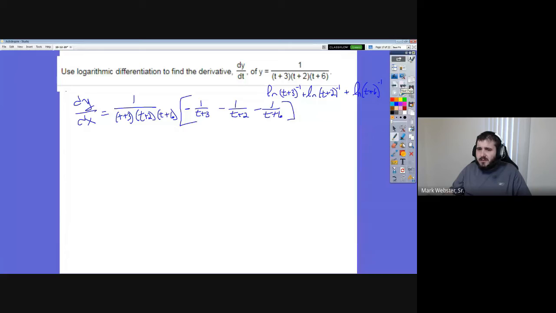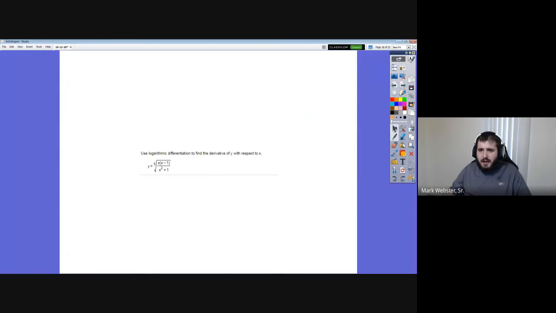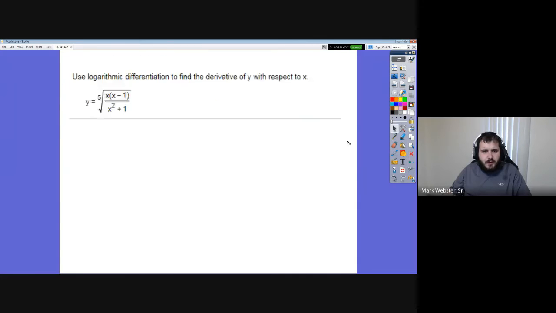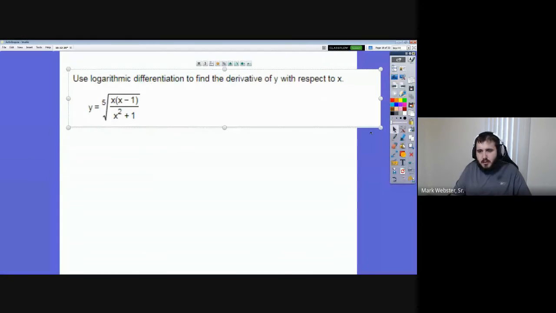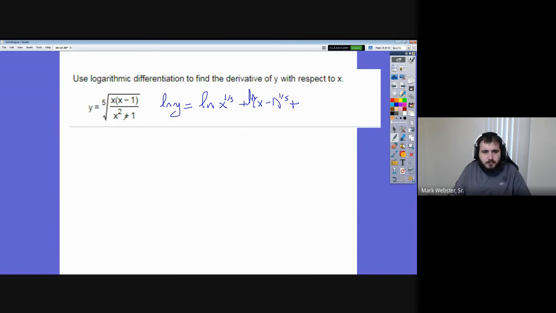Don't think too hard about these. And again, this is just more of the same. It's literally just, you're going to rewrite it. Well, let's take these. We've got natural log. This first term is just x to the 1/5. The second term is x minus 1 to the 1/5. And the third term is x squared plus 1 to the negative 1/5. Don't forget to put your natural log on there.